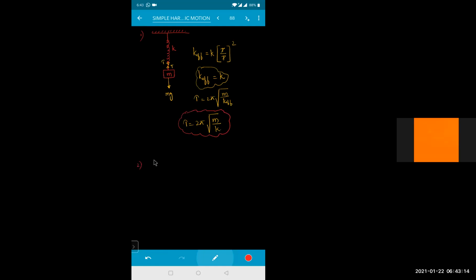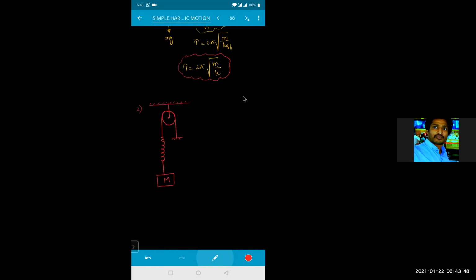One more example. Say this is your pulley, and this is fixed here, and one end of the string is somewhere here and fixed here. The other end of this one is connected to your spring like this, and this is connected to a block of mass capital M. Now what is the time period for this one? So what will we do first, beta? The force acting on the spring is nothing but M into G.